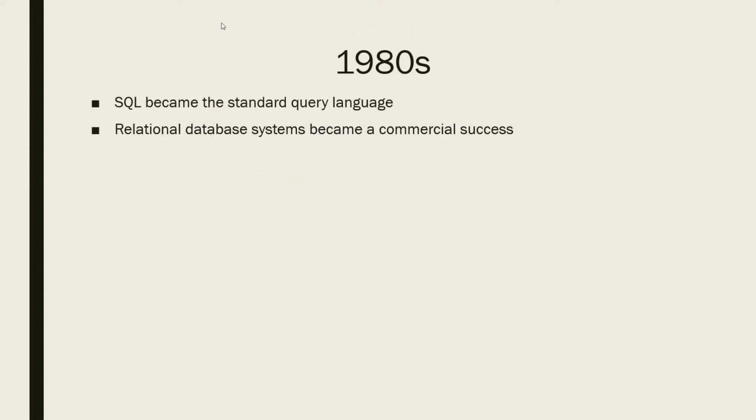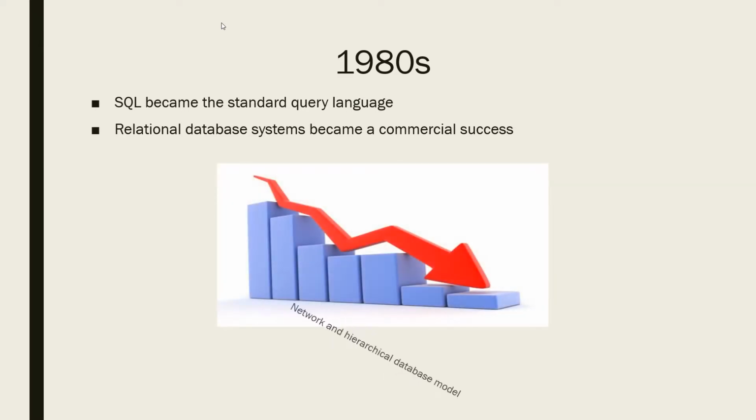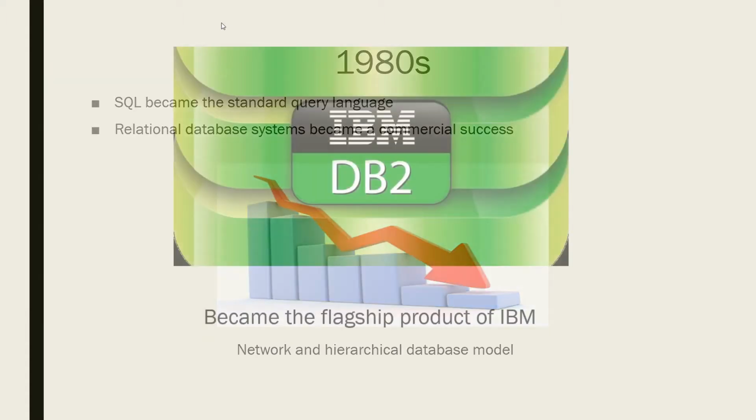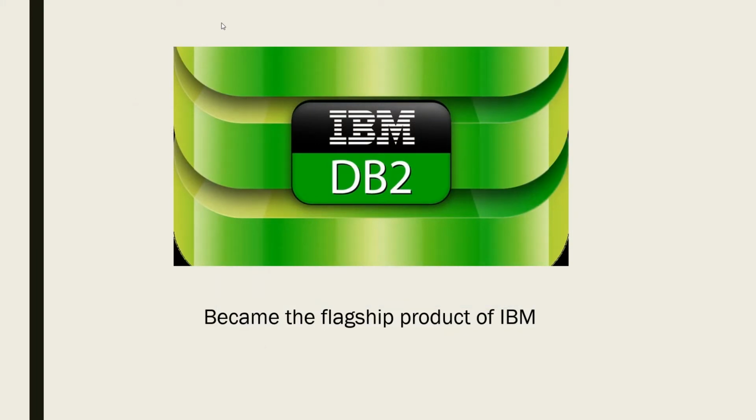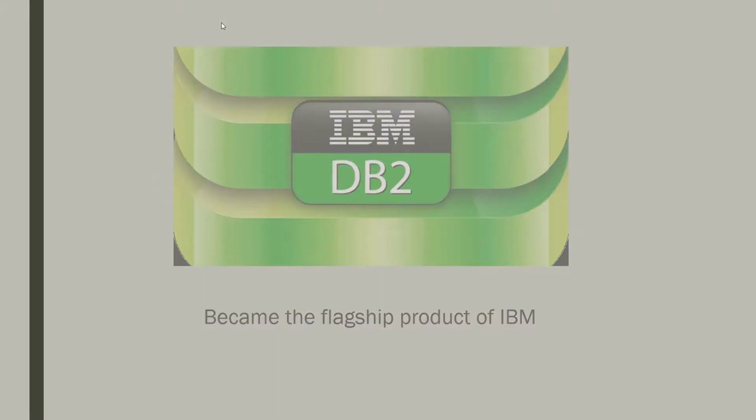Structured Query Language, or SQL, became a standard query language in the 1980s. Relational database systems became a commercial success as the rapid increase in computer sales pushed the database market, and this caused a major decline in the popularity of network and hierarchical database models. DB2 became the flagship database product for IBM, and the introduction of the IBM PC resulted in the establishment of many new database companies and the development of products such as Paradox, RBase 5000, and Watcom SQL.